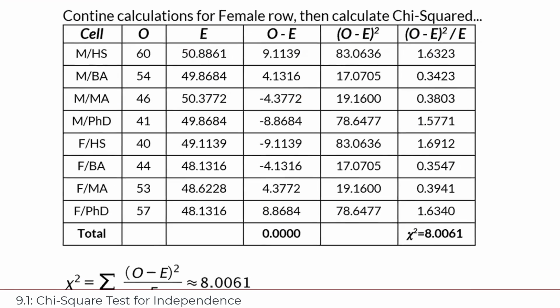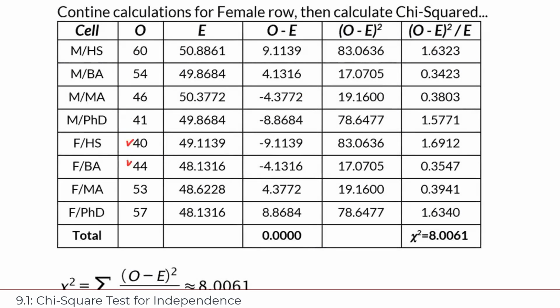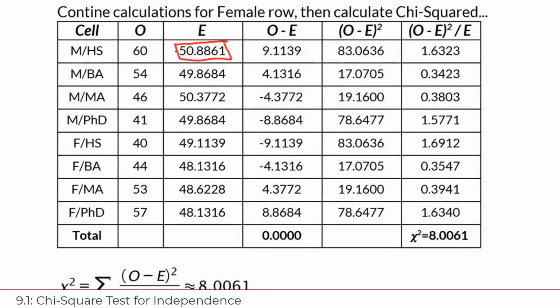So here are the observed frequencies. These are the measurements that we got when we went out and surveyed everyone, okay? Based on those observations, this is the calculation of our expected frequency. And this again is where we took the row total, multiplied by the column total, and divided by the total. And we did that for every single cell, okay?